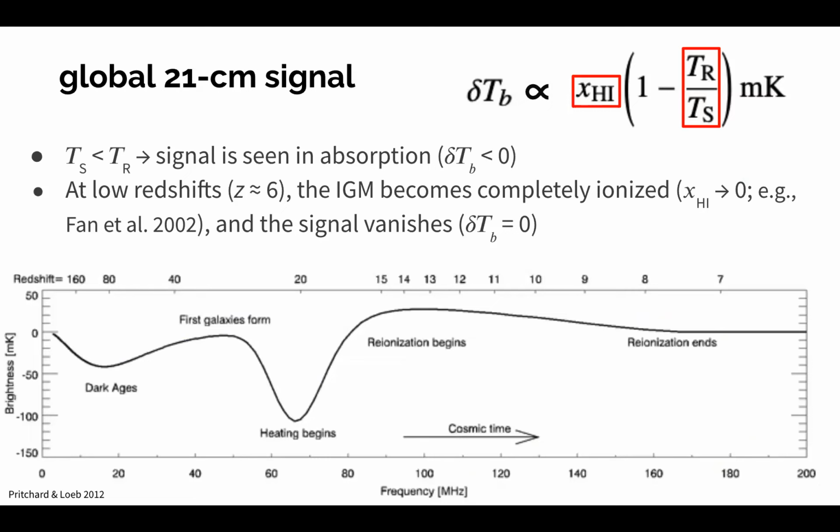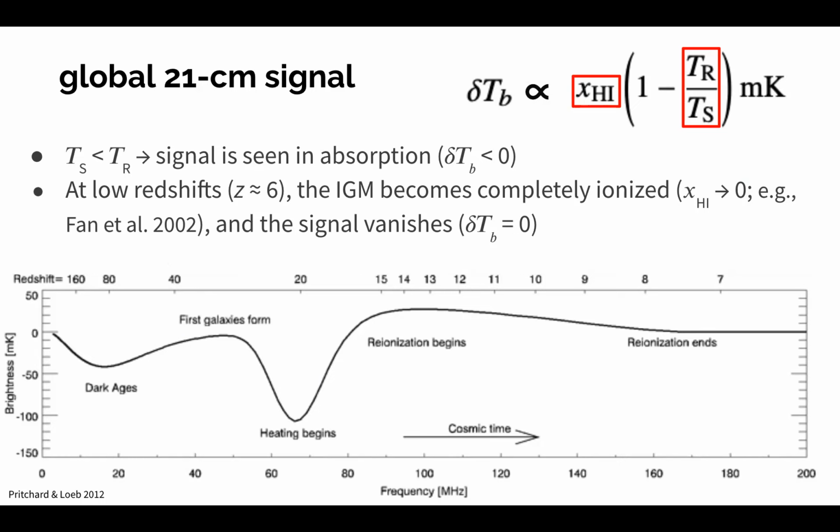So the global 21 centimeter signal, in the top right, I show the canonical model for it. We can see that the brightness temperature of the 21 centimeter signal basically just depends on these 2 or 3 quantities, as a function of redshift, of course. Let me just explain this plot that we see in the bottom really quickly. This is an example of the global 21 centimeter signal produced by the model.